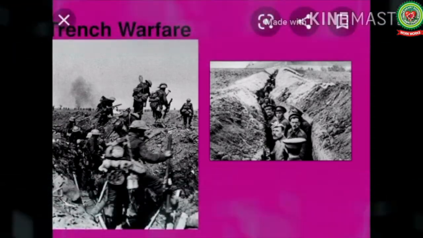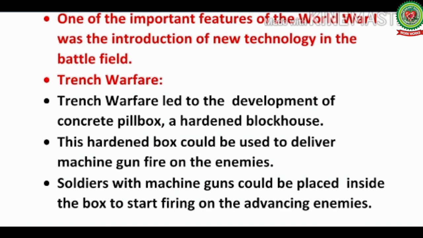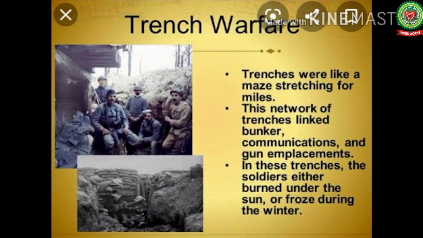The trench warfare. One of the important features of World War I was the introduction of new technology in the battlefield. So first we will discuss the trench warfare. Trench warfare led to the development of the concrete pillbox, a hardened blockhouse. This hardened box could be used to deliver machine gun fire on the enemies. Soldiers with machine guns could be placed inside the box to start firing on the advancing enemy. So it was a type of safeguard where you can hide yourself and attack the other side.